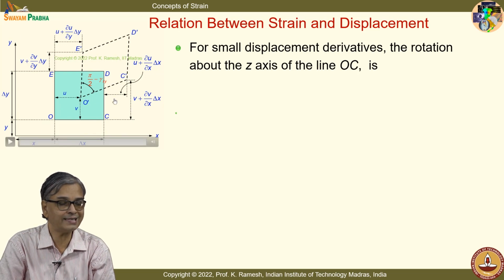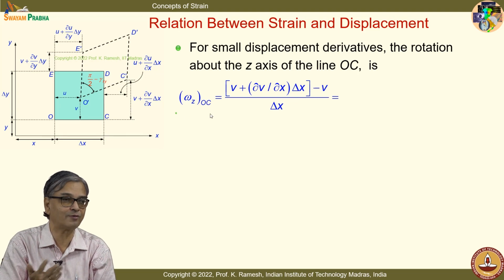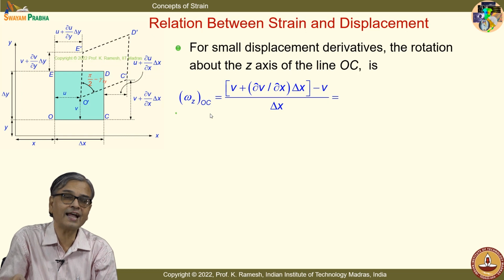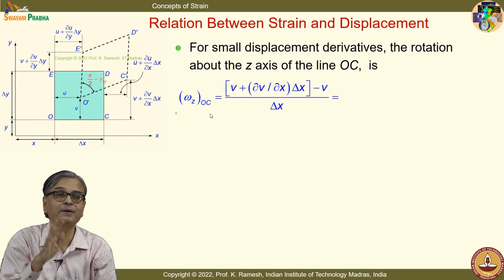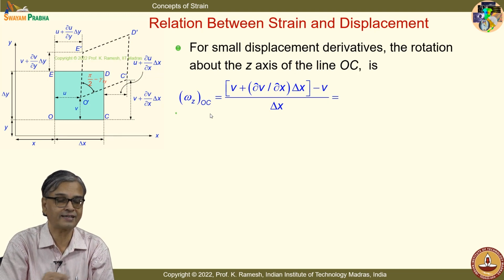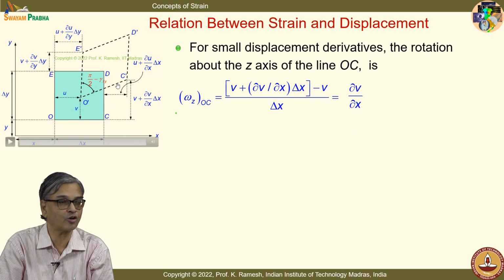So, the line OC has rotated by a small angle, and that angle you can find out, we have already looked at as theta 1 and theta 2. Here I say anti-clockwise rotation is positive and clockwise rotation is negative. I should apply the sign convention. So, when I do this, I get the rotation about the z axis of line OC reduces to v plus dou v by dou x delta x minus v divided by delta x gives me dou v by dou x, and this has rotated anti-clockwise. So, this is positive.